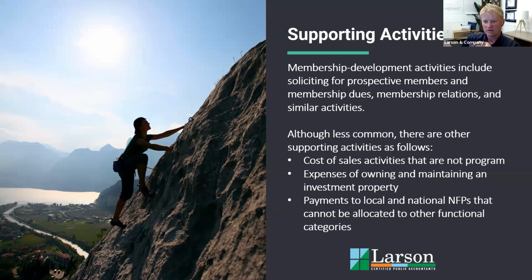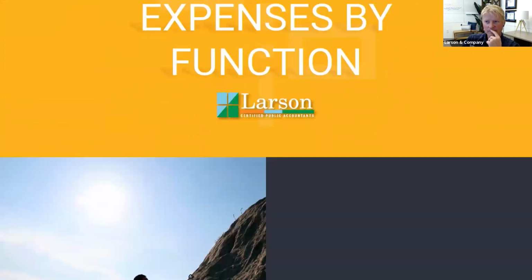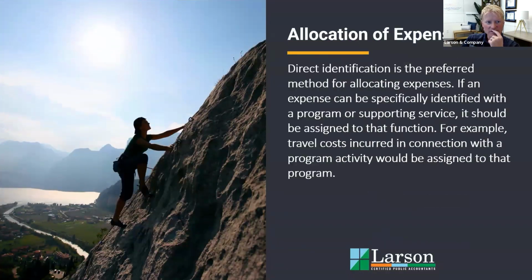All right, let's talk a little bit about the accounting for expenses by function now. So with the allocation of expenses, the preferred method for allocating your expenses is definitely going to be direct identification. And that's typically going to be the easiest, because if you have an expense that is 100% direct to a specific activity, that's easy to identify, easy to track, and easy to be able to show and say, this expense was 100% towards that specific program.